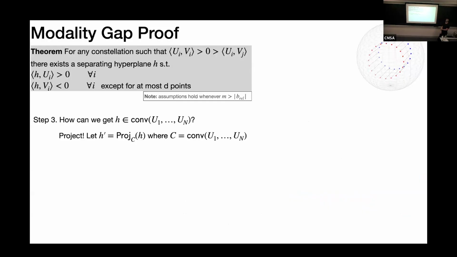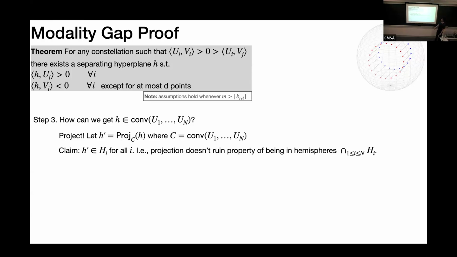This part I won't actually tell you how to verify, but the intuition is that, well, let's project the H that we initially got directly onto the convex hull. I mean, it's not there. Let's just force it to be there. Why is that a useful thing?